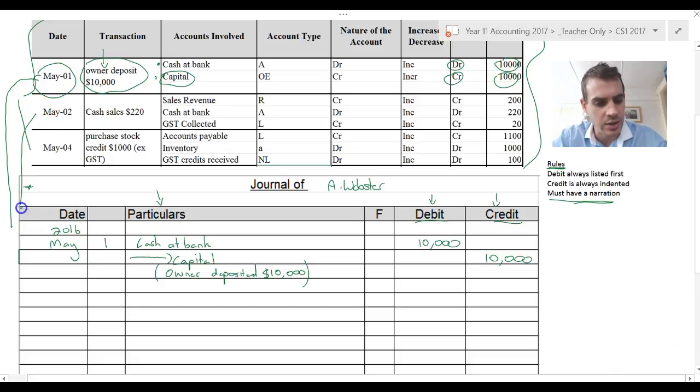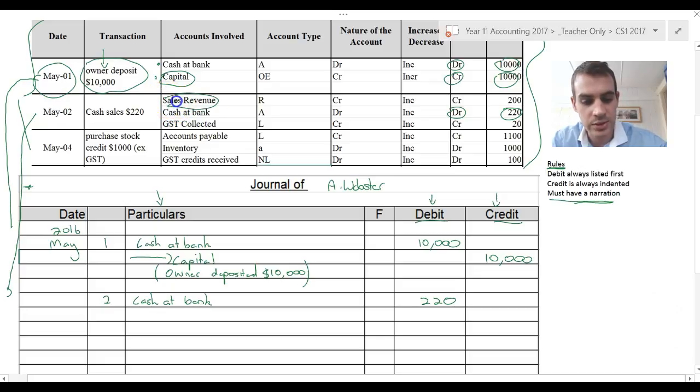Let's do another one now, May 2nd. We don't have to put the year or the month again because it's the same month. All we need to do is put the date. We'll leave a space here, so I'm going to put 2nd. The transaction, you can see over here, we need to put this debit first of 220, so that's Cash at Bank. I'm going to put Cash at Bank for $220. Then you can put your credit entries.